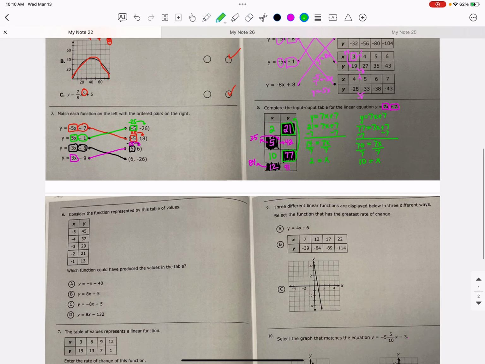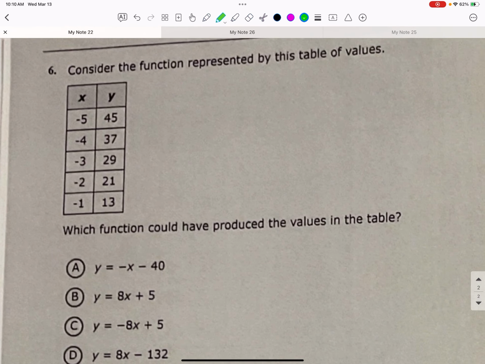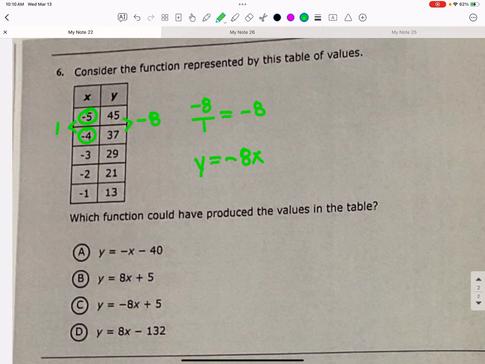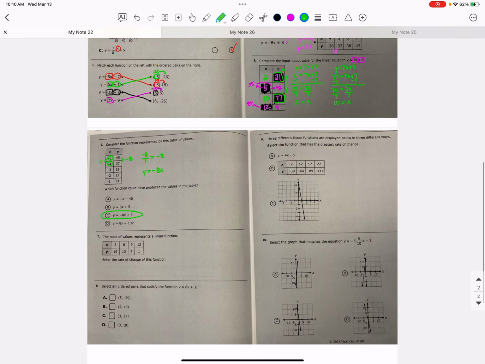Okay, 6. Let's see, basically what's the equation? Let's see. This one goes down 8. This one goes actually up 1 because this is way low. This is lower than that one is. So -8 divided by 1 is -8. So right now we're at y equals -8x. Let's see. Oh, there's only one it could be. Okay. Let's see, 7.